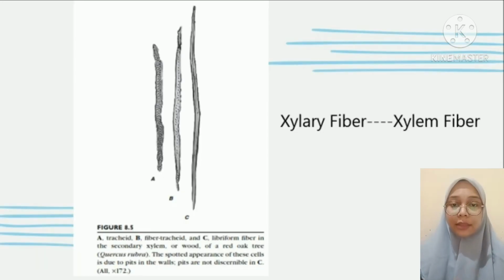In the next picture, there is A, tracheid, B, fiber tracheid, and C, libriform fiber in the secondary xylem or wood of a red oak tree. Wood fibers are commonly divided into two main groups, the libriform fibers and the fiber tracheids.